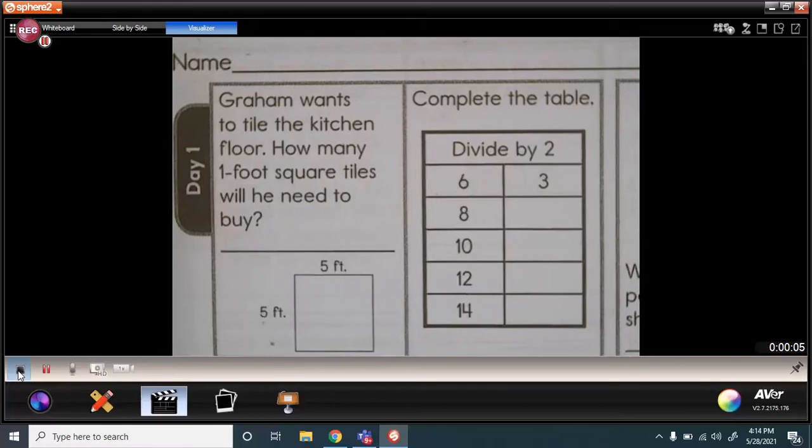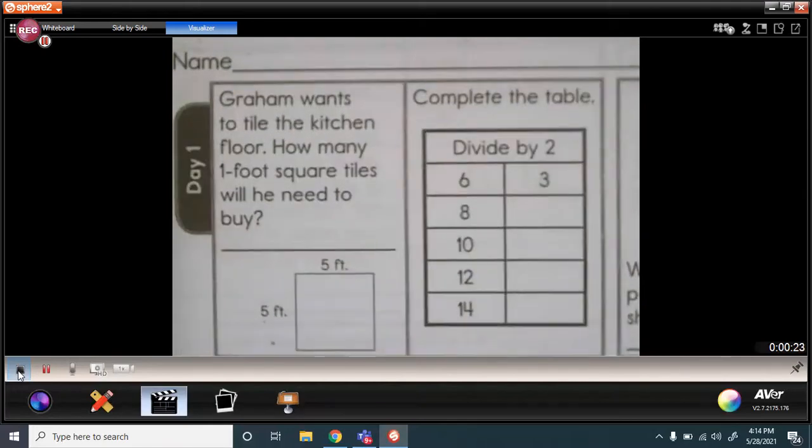I'm very happy that you're coming back to make sure that you're checking your DMA for week 35, day 1. So let's go ahead and start off with our first problem, which is Graham wants to tile the kitchen floor. How many 1-foot square tiles will he need to buy?